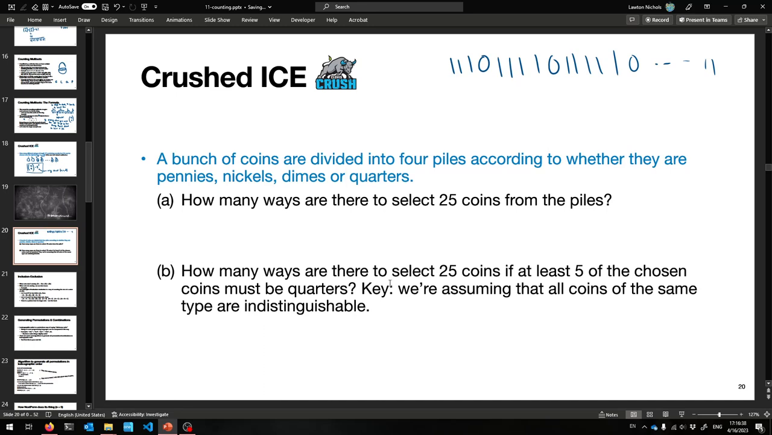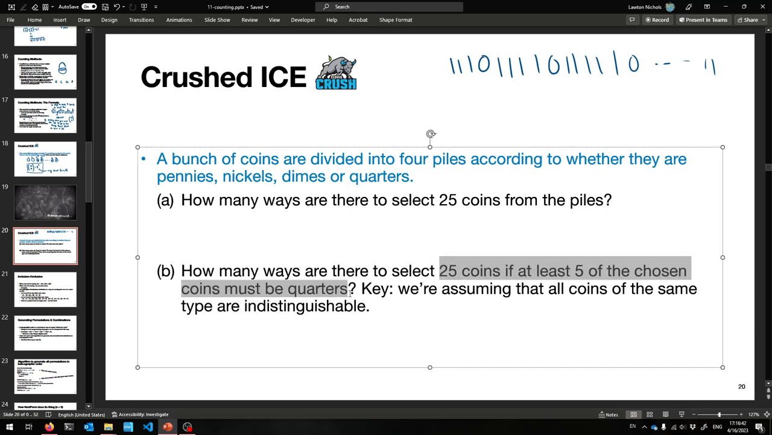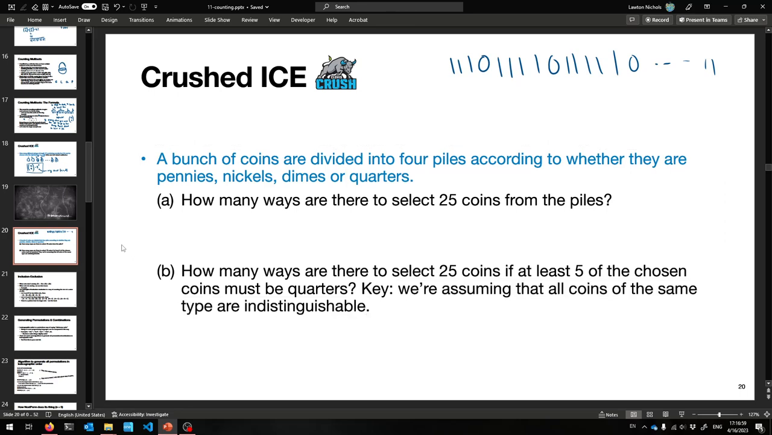And then part B is, how many ways are there to select 25 coins if at least 5 of those coins must be quarters? All right, so you're forcing 5 to be quarters. It could be any 5 quarters, though, because we're assuming, as we do with multisets, that every quarter is the same as every other quarter. The order in which we take quarters does not matter. They are all indistinguishable, equally nice and shiny. Okay, so that is your question. Give that a try.